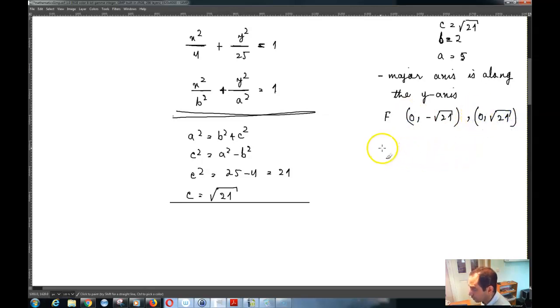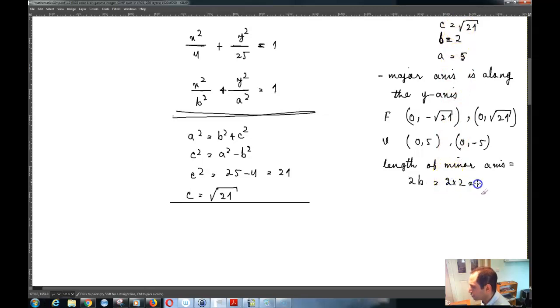These are your foci. Then you have your vertices. Your vertices are at a distance a from the center, so again along the y-axis. The x coordinates are 0: 0 comma 5 and 0 comma negative 5. Then you have the length of the major and minor axes. The length of the minor axis is equal to 2 times b, which is 2 times 2, which is 4 units.